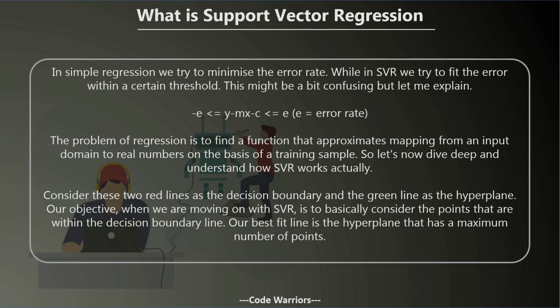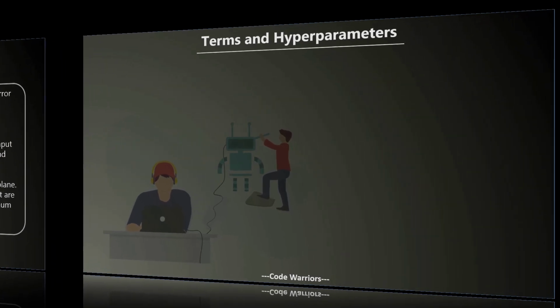As you can see in this equation, it tries to fit the data in such a way that the error is more than negative e% and less than e%, and that's how it fits the data using the algorithm. So in order to understand that, we need to understand some of its terminology and some of its hyperparameters. So we will learn about them first.